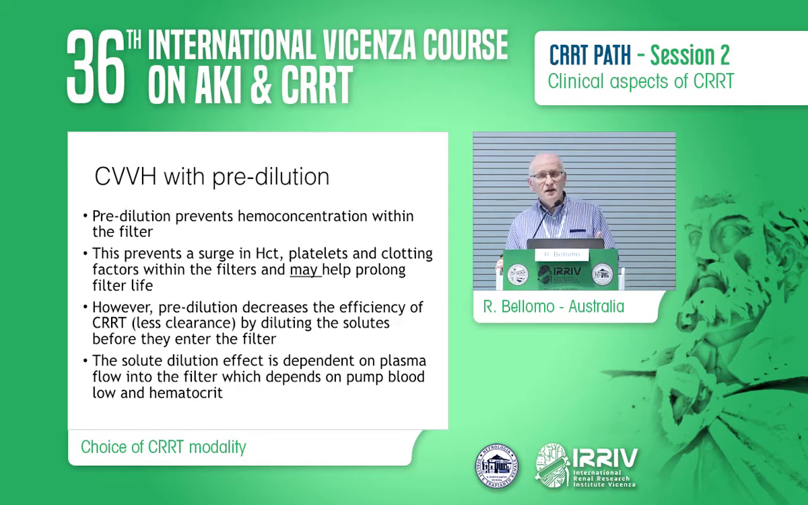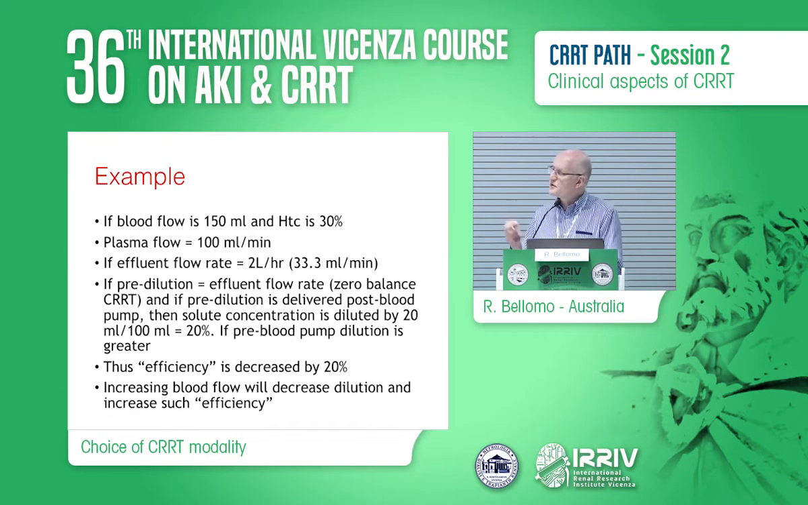On the other hand, if your blood flow was 250 mils and your hematocrit was 30%, then the plasma flow will be a lot higher than before, and so the dilutional effect of pre-dilution will be less. So the efficiency loss of the system is going to be dependent on your blood flow. So this is the example. You've got a hematocrit of 30%, the plasma flow is 100 mils. You've got an effluent flow rate of 33.3 mils per minute.